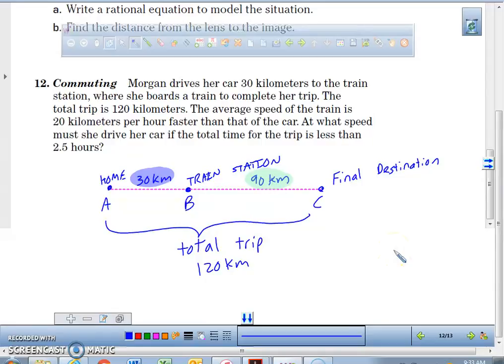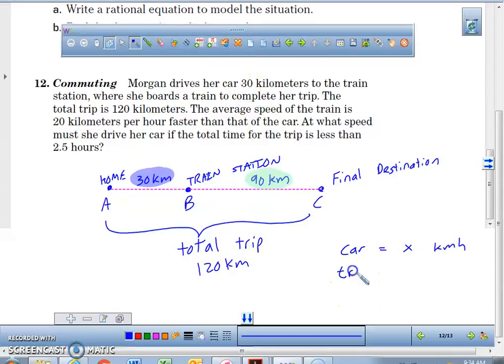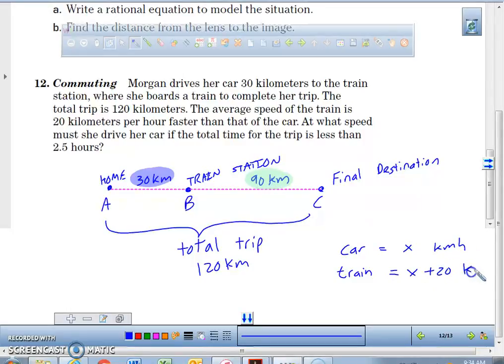Got that down? Awesome. Now, it says the average speed of the train is 20 kilometers faster than that of the car. So let's say the car travels X kilometers an hour. What will the speed of the train equal if the car is X? What's the speed of the train? X plus 20. We'll put X plus 20. That's correct, Miranda.